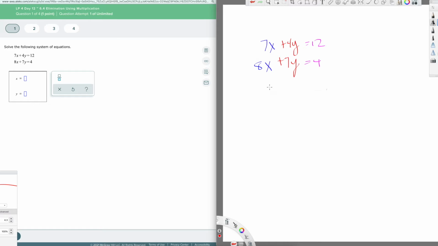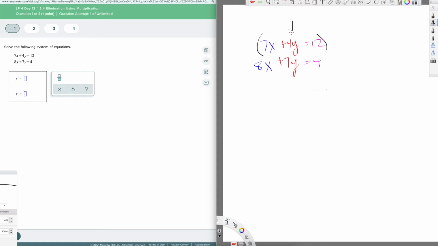Sometimes they work nicely with each other, so it's really easy to turn one number into the other. In this case, with 7 and 8 or 4 and 7, that's not true. We're just going to have to multiply by the opposites. So in this one, to make these guys match, I'm choosing the y's.